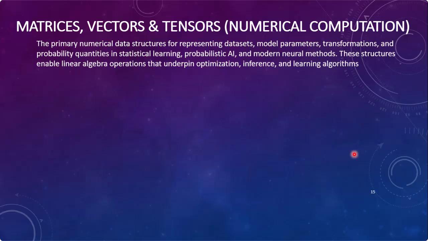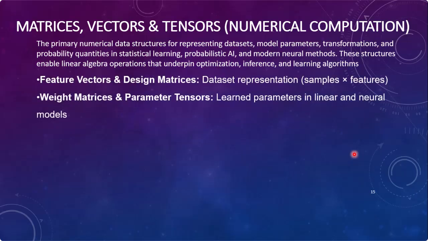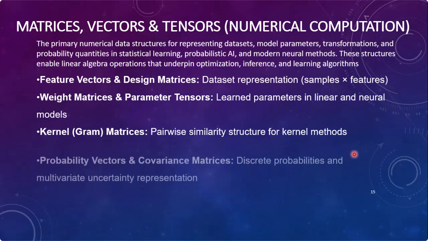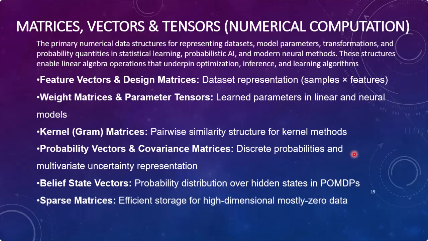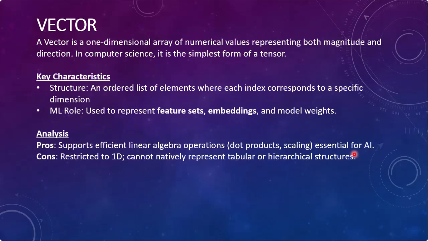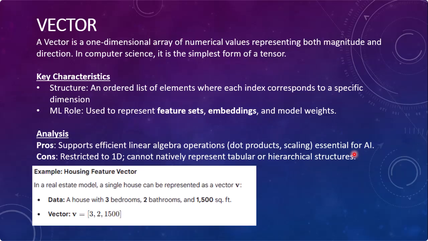A vector is just a simple one-dimensional list of numbers. It represents both magnitude and direction. In AI, we use it for feature sets, like the characteristics of a house, for example. So the features are the elements of that dimension. For example, a house vector might look like 3, 2, 1500, representing 3 bedrooms, 2 bathrooms, and 1,500 square feet. We multiply this by weights to predict the house price.